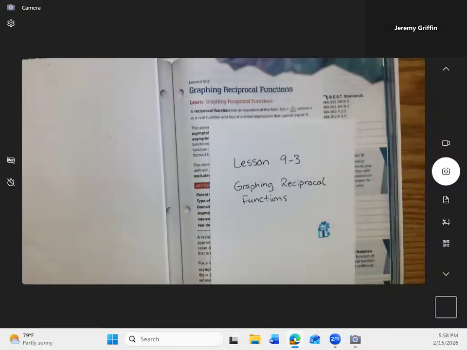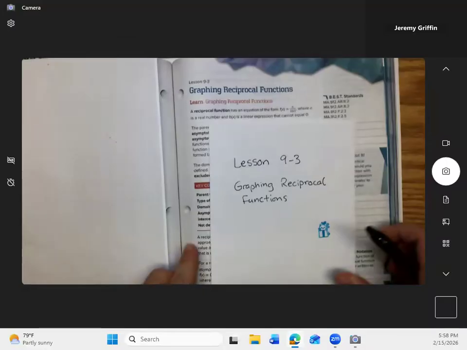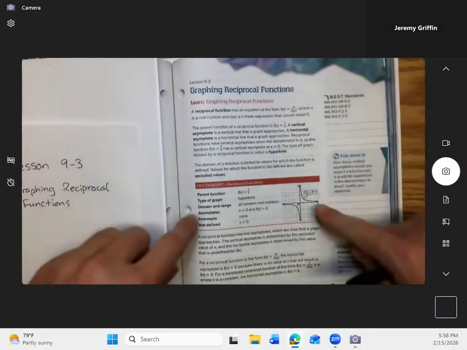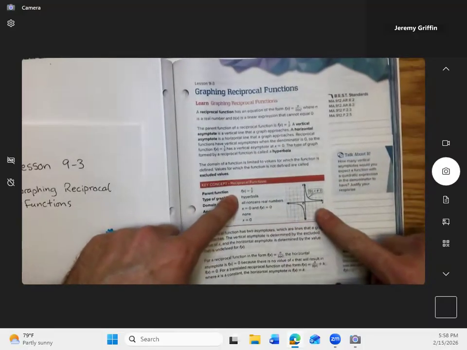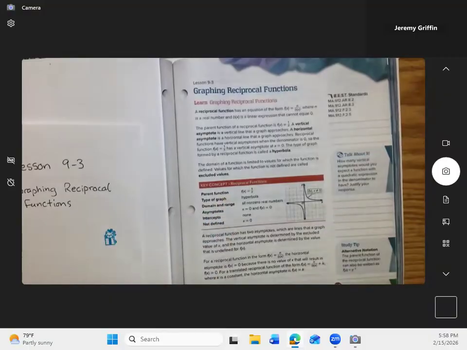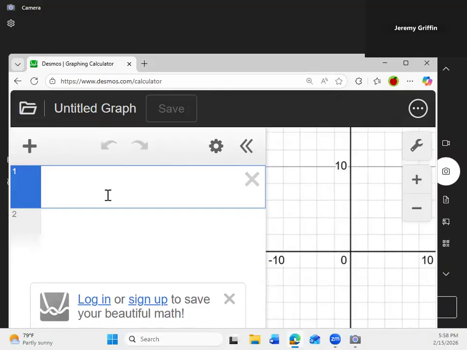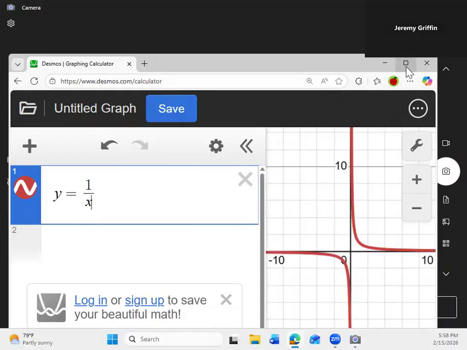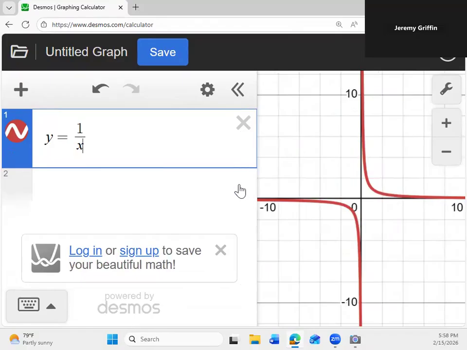Lesson 9.3, graphing reciprocal functions. So you guys know reciprocal is like 1 over, like 1 over x would look like this right here. I'll pull this up on Desmos and graph y equals 1 over x, right? So this might be a parent function to a number of functions in this lesson.